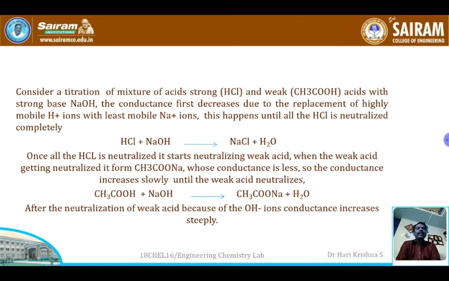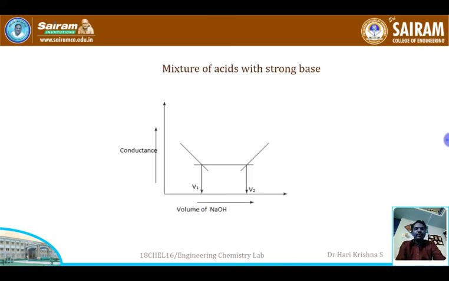Therefore, we get three curves. So what are those curves? We'll see. Initially you can see the first curve. It is due to the decrease in conductance, that is by HCl. The next curve is because of acetic acid, and the third, a rapid increase in conductance, is due to OH minus ion. So we're going to extrapolate that. Okay. So from the point of intersection, we're going to draw a perpendicular to the x-axis.